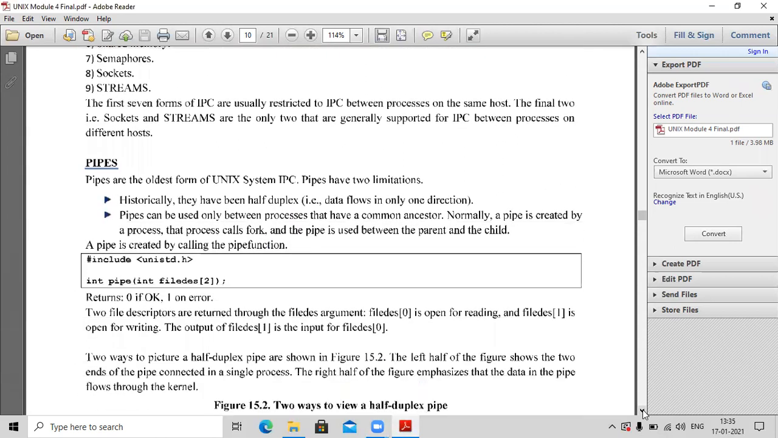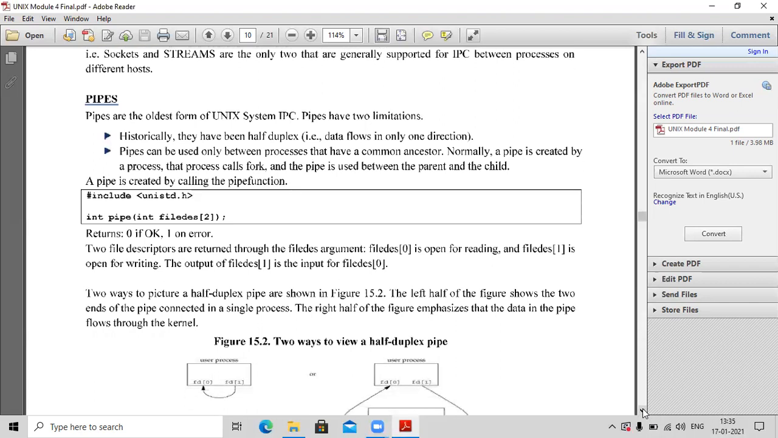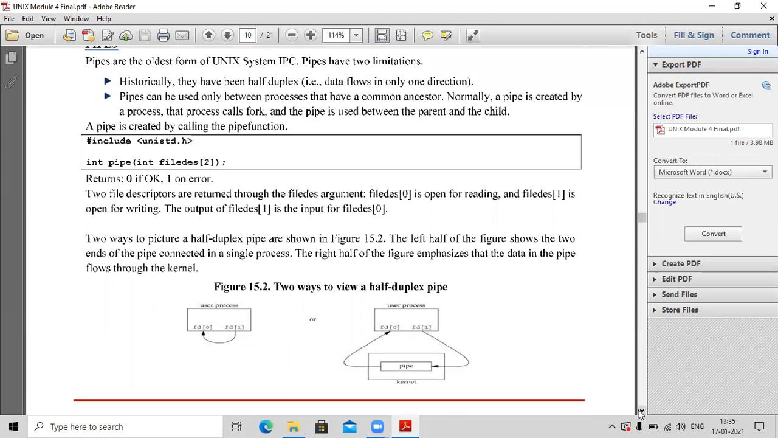First we shall try to understand what exactly a pipe is. It is a basic form of IPC, and also it is the oldest form of IPC. As you can see, this is the oldest form of Unix system IPC. However, these pipes have two major limitations. What are those two major limitations? They have been half duplex. What is half duplex? You people already know the difference between half duplex and full duplex. Half duplex means data will flow only in one direction. You cannot expect the data to flow in another direction. The data will flow only in a single direction.